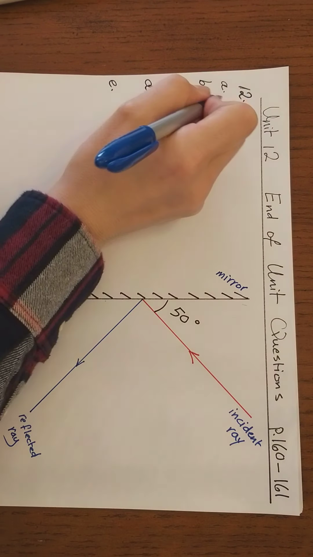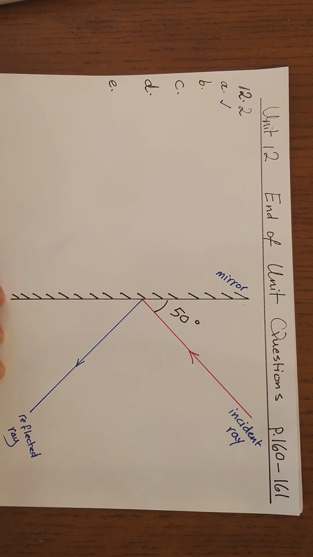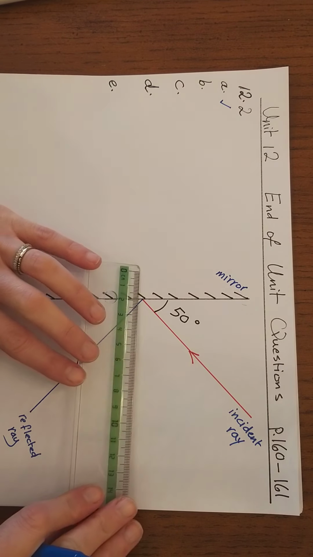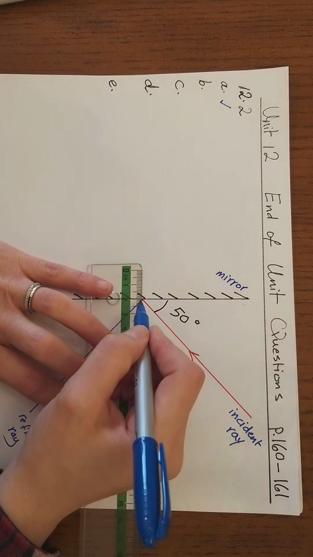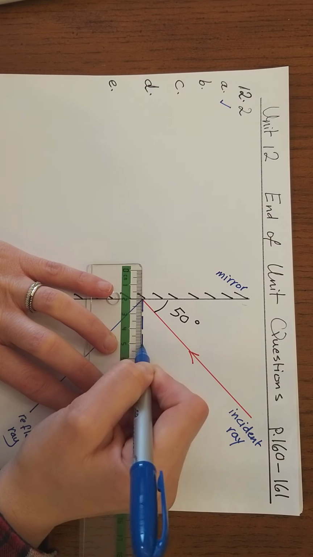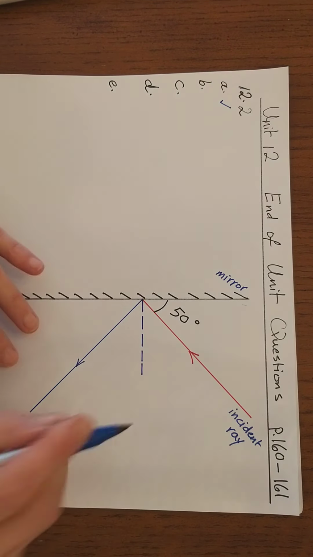Okay, here's A. B. Draw the normal to the surface of the mirror at the point where the ray is reflected. Label the normal. So the normal is drawn at the point where the ray hits the surface of the mirror, perpendicular to the mirror. Okay. Normal.